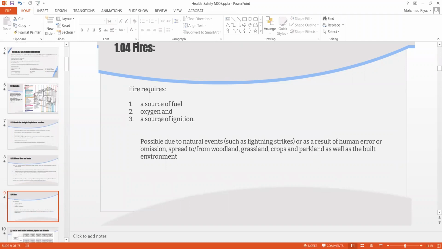Then coming to fires. If you look at fire as a basic fire, forget about the construction site. Fire requires three basic things: one is a source of fuel, second is oxygen, and third is a source of ignition.